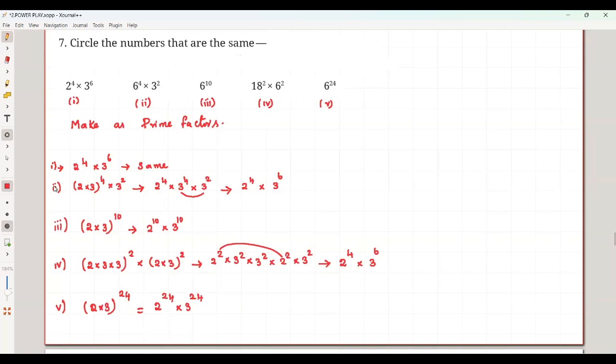First, second, and fourth. First one is the same, then second also the same, next fourth is the same. They still are giving the same answer. Hope it's clear. Yes sir. Make it as prime factors in the form of exponents, then you just identify it.